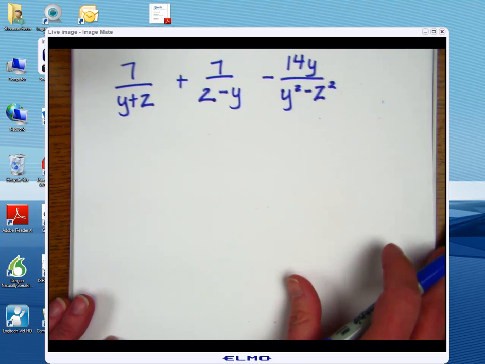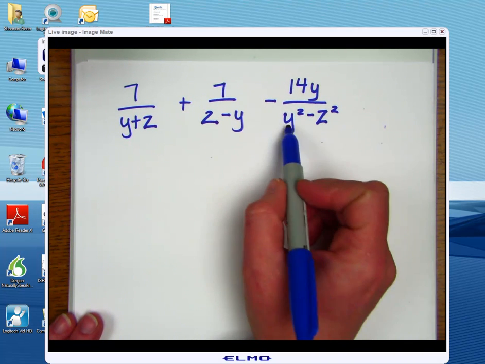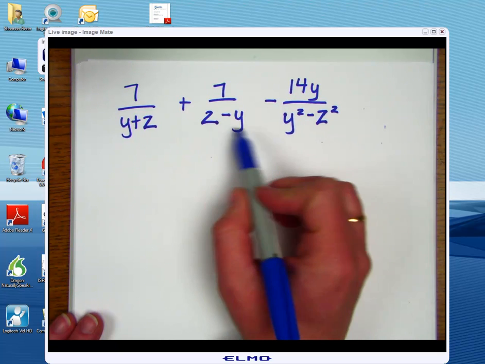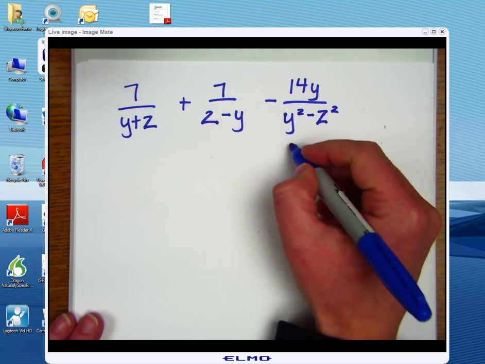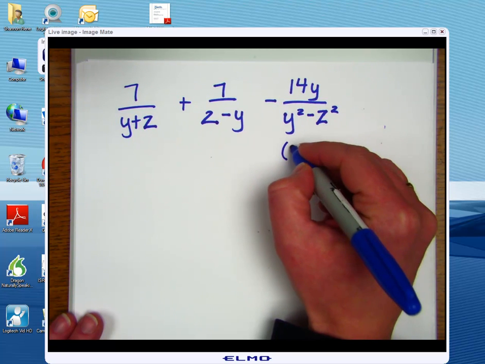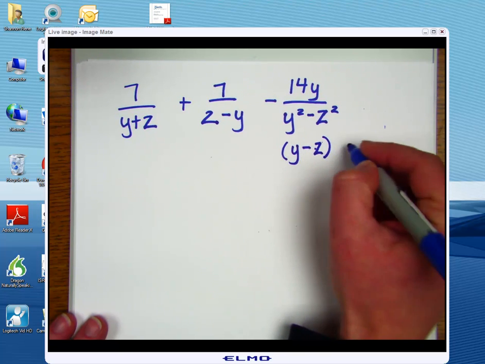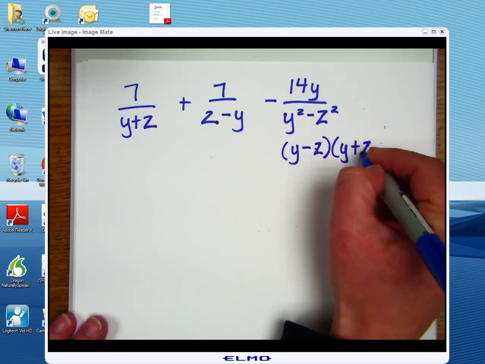We'll go through this one together. Okay, on these we're adding and subtracting. First thing you want to do, if there's anything in the denominator that needs to be factored, we're going to go ahead and factor it. So we know that this is a perfect square minus a perfect square, so it factors into y minus z, y plus z.